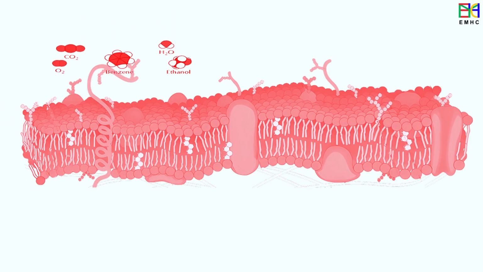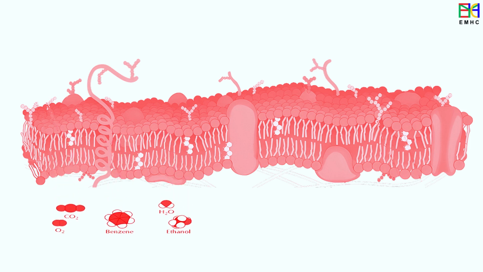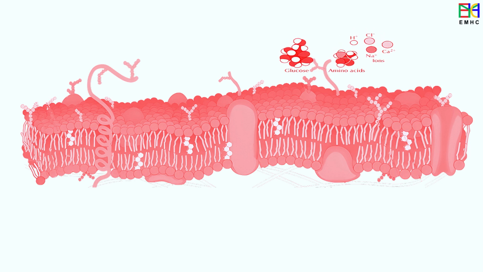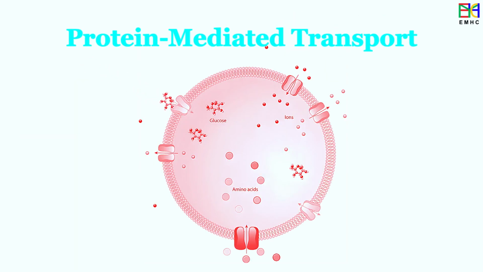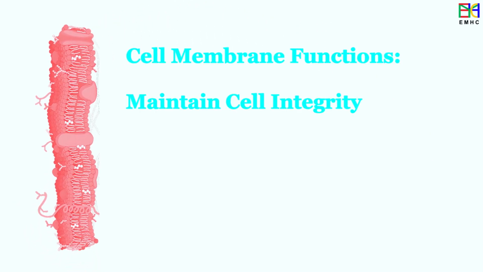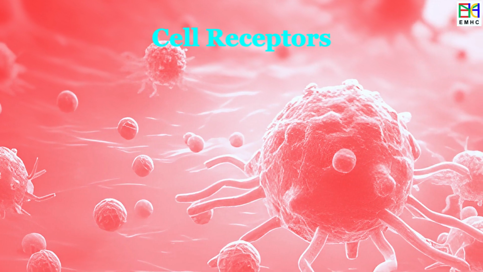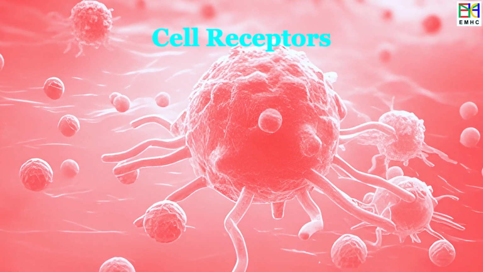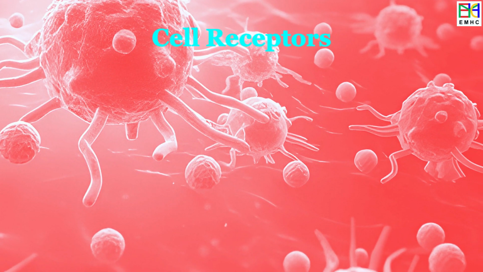It is permeable to such molecules as oxygen, carbon dioxide, water, steroids, and other lipid-soluble chemicals. Other substances, such as glucose, ions, or proteins, cannot pass through the cell membrane and cross it only by specific transport mechanisms. Cell membrane has the functions to maintain cell integrity and electric potential while allowing selective permeability. Cell membrane also contains a range of receptors that are crucial for intercellular and intracellular communication and nutrient uptake.